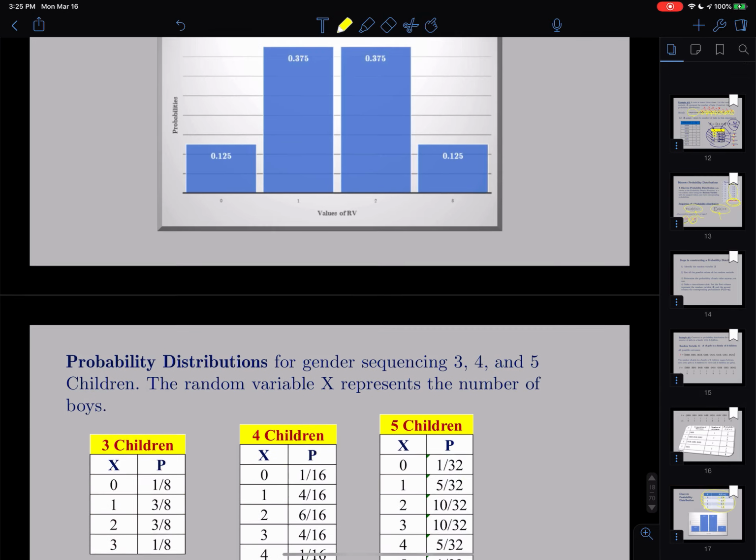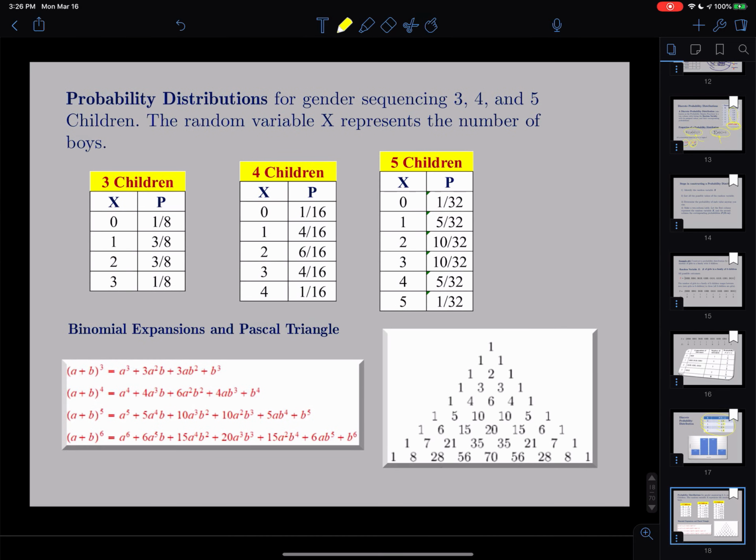Going back to our discussion. So moving on. And oops, here it is. Obviously, it says gender sequencing 3, 4, and 5 children. And you could see how each one is done the same way I told you. And same here. You'll see this is 4 gender sequencing. So 2 to the power of 4 is 16. So you know that all denominators here are going to be 16. Here's 5 children. 2 to the power of 5 is 32. So you know all my denominators are going to be 32.